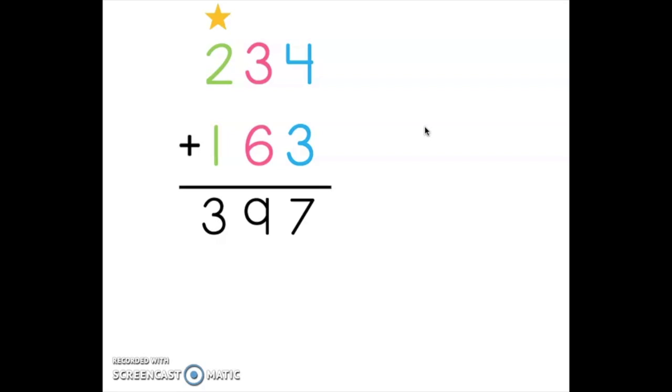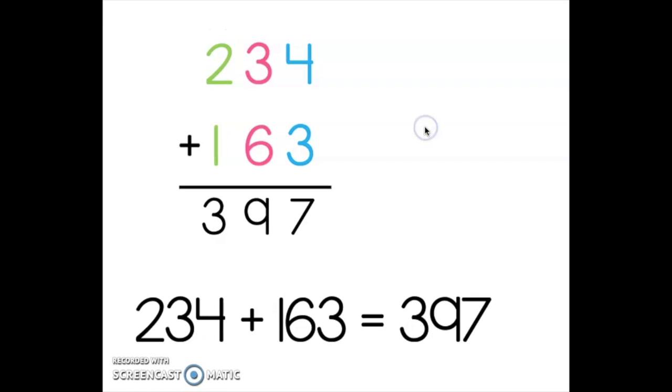So 234 plus 163 equals 397. So if we write it this way, 234 plus 163 equals 397, it's the exact same thing as if I wrote it vertically.